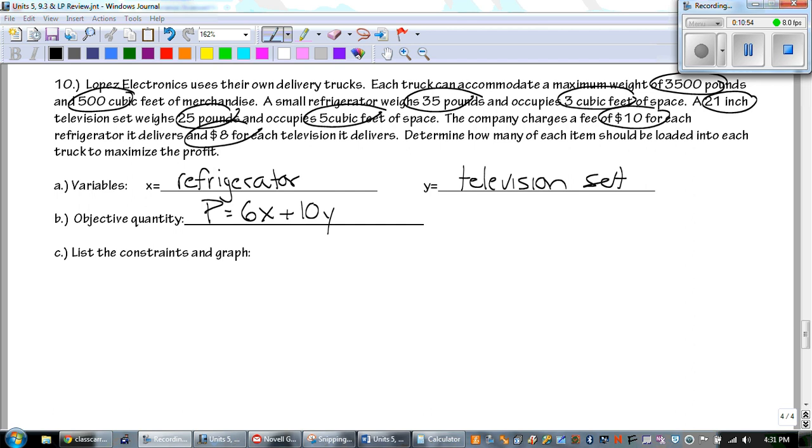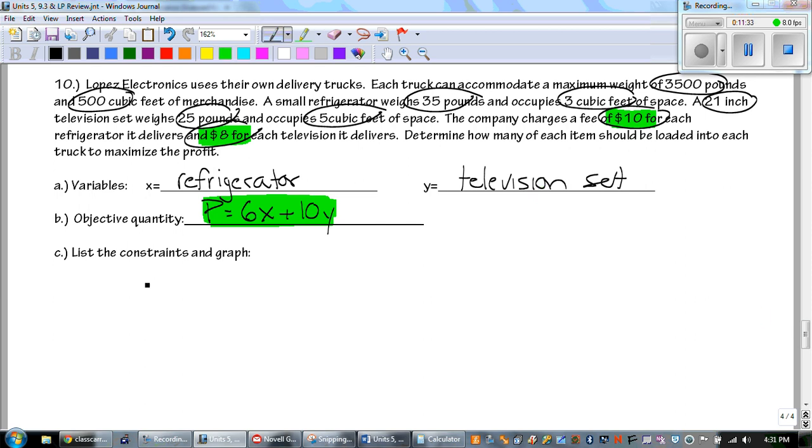Okay, so the two things that they were talking about are refrigerators and television sets. Mr. Grice, how'd you figure that out? Because it's saying how many of each item should be loaded onto the truck. So remember, we look at that question to figure out what our variables are. All right, the next thing is we need to worry about the objective quantity, and that's the one that's talking all about the money. Last one it was the points, but this one they're talking about money, so I know where the 10 and the 8 came from.